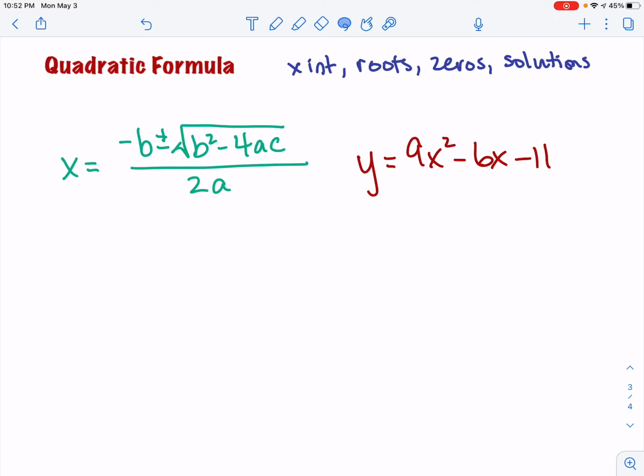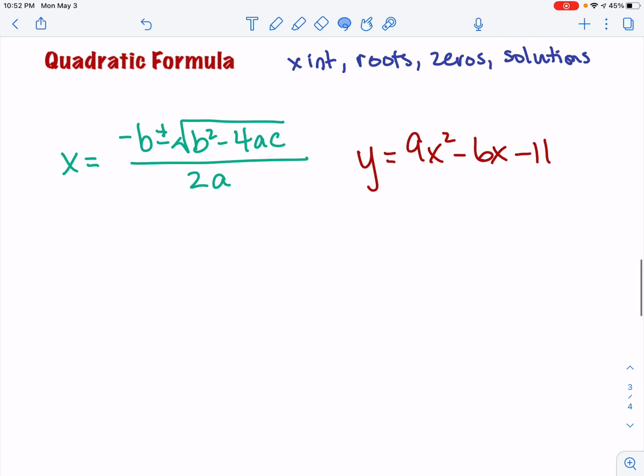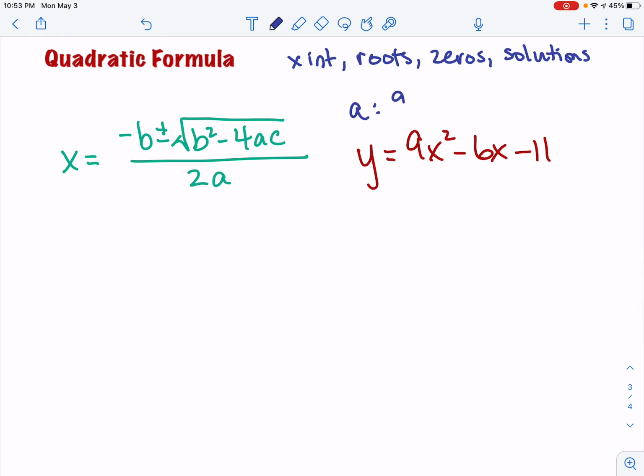Okay, here is our third and final example of using the quadratic formula. Again, we're trying to find our x-intercepts, also called our roots, our zeros, our solutions to this equation that I have written here on the right. So the quadratic formula is what you see written on the left. We're going to start off by identifying our a, b, and c values. So our a for this problem is 9, our b is -6, our c is -11.